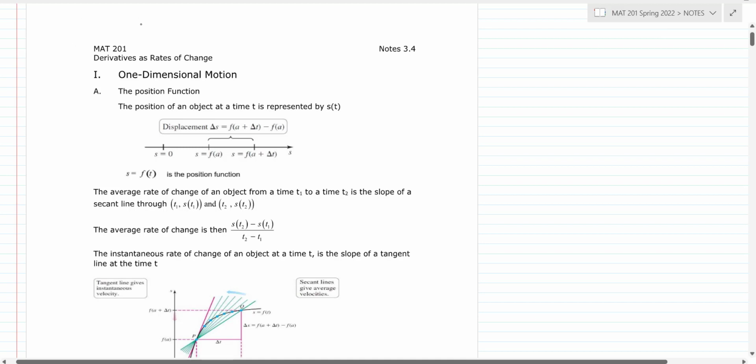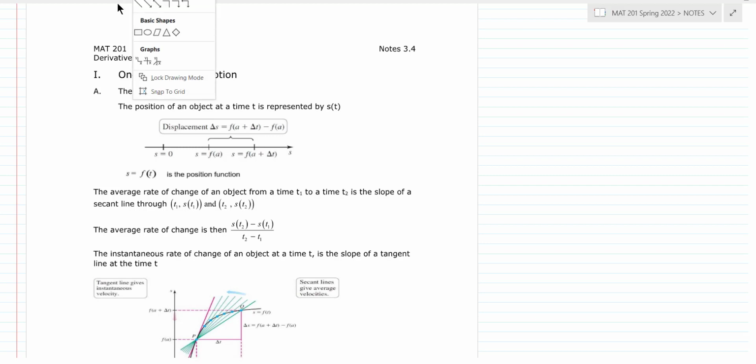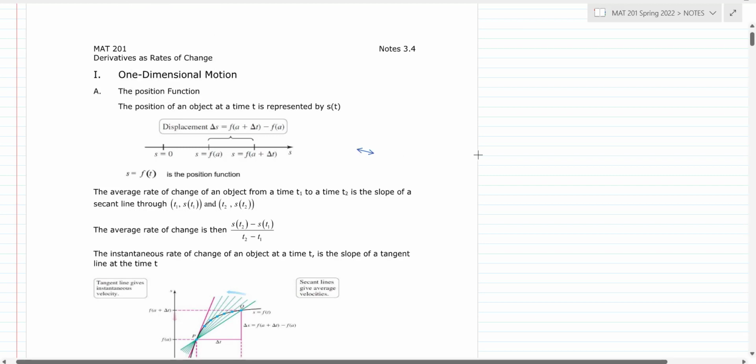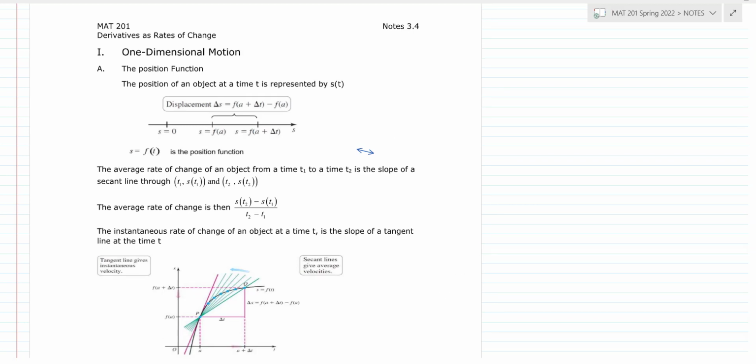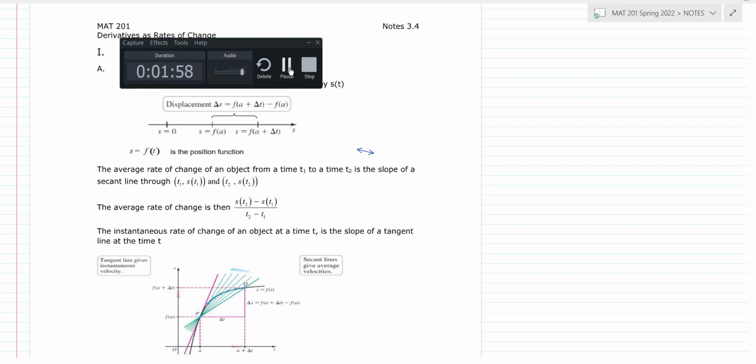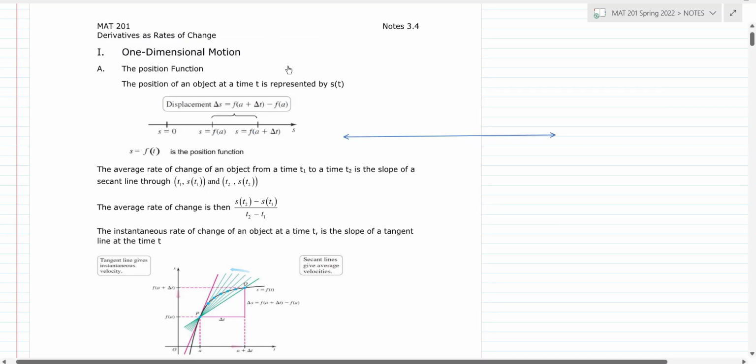So let's just say you're traveling in a straight line, and the idea would be, well, that wasn't much of a number line. Let's try that again. What's going on? Okay, there's a number line, much better.